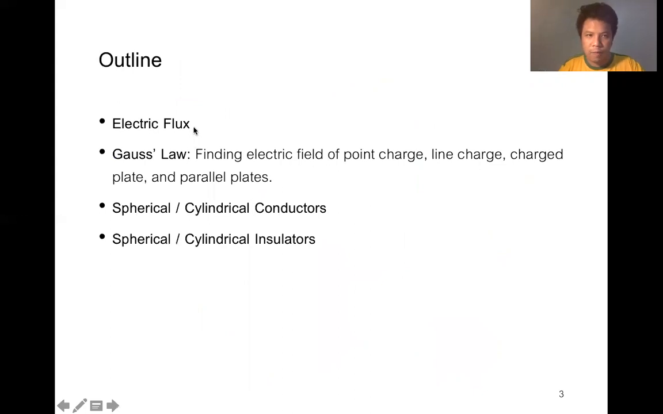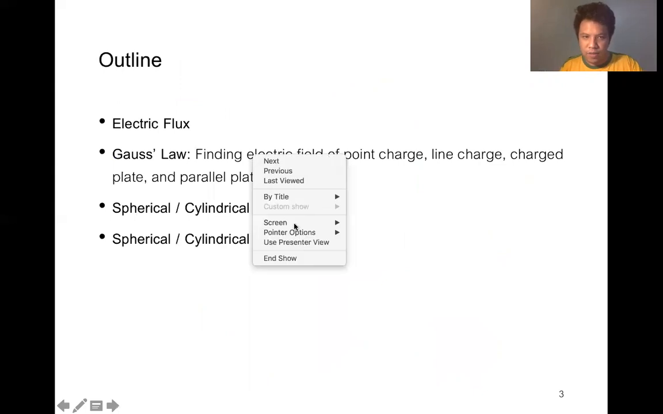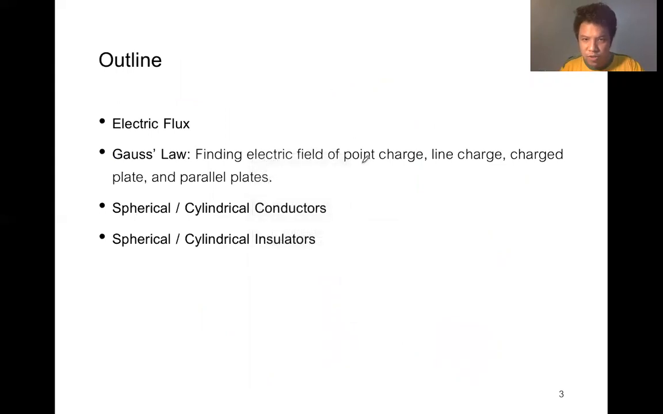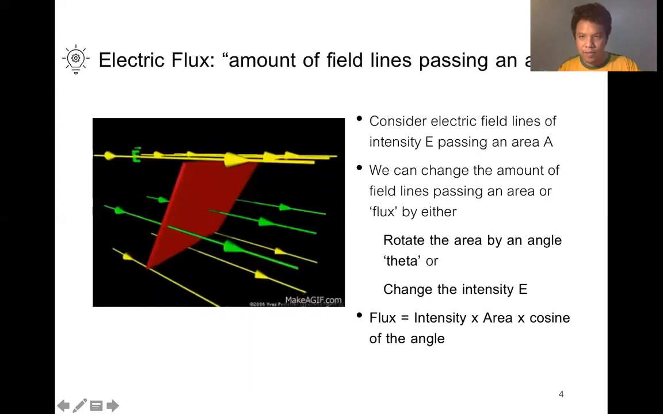So the outline: we start with the definition of electric flux. Then we relate the electric flux to Gauss's law, and we do some examples to find the electric fields of the point charge, the line charge, the plate, and the parallel plates. And then we talk about using Gauss's law to find the electric field in conductors and in insulators. Okay, electric flux. Let's start with the definition.